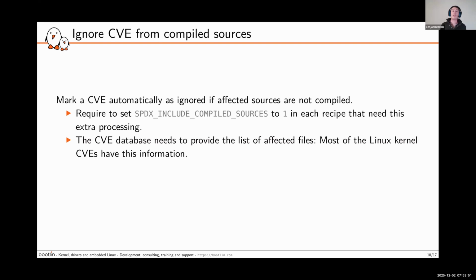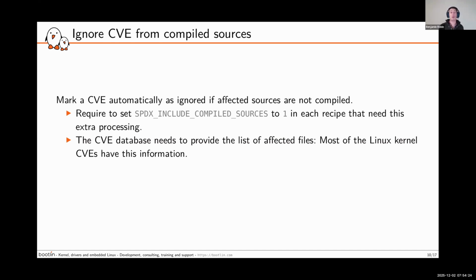The tool can automatically mark a CVE as ignored if the affected sources, which contain the vulnerabilities, are not compiled in the deployed binary. For that, the SBOM needs to contain the list of compiled sources for each component that needs this extra processing. Hopefully, this is possible in Yocto. To do that, you need to define SPDX_INCLUDE_COMPILED_SOURCES to 1 in each recipe that needs to provide the compiled sources in the SBOM files.